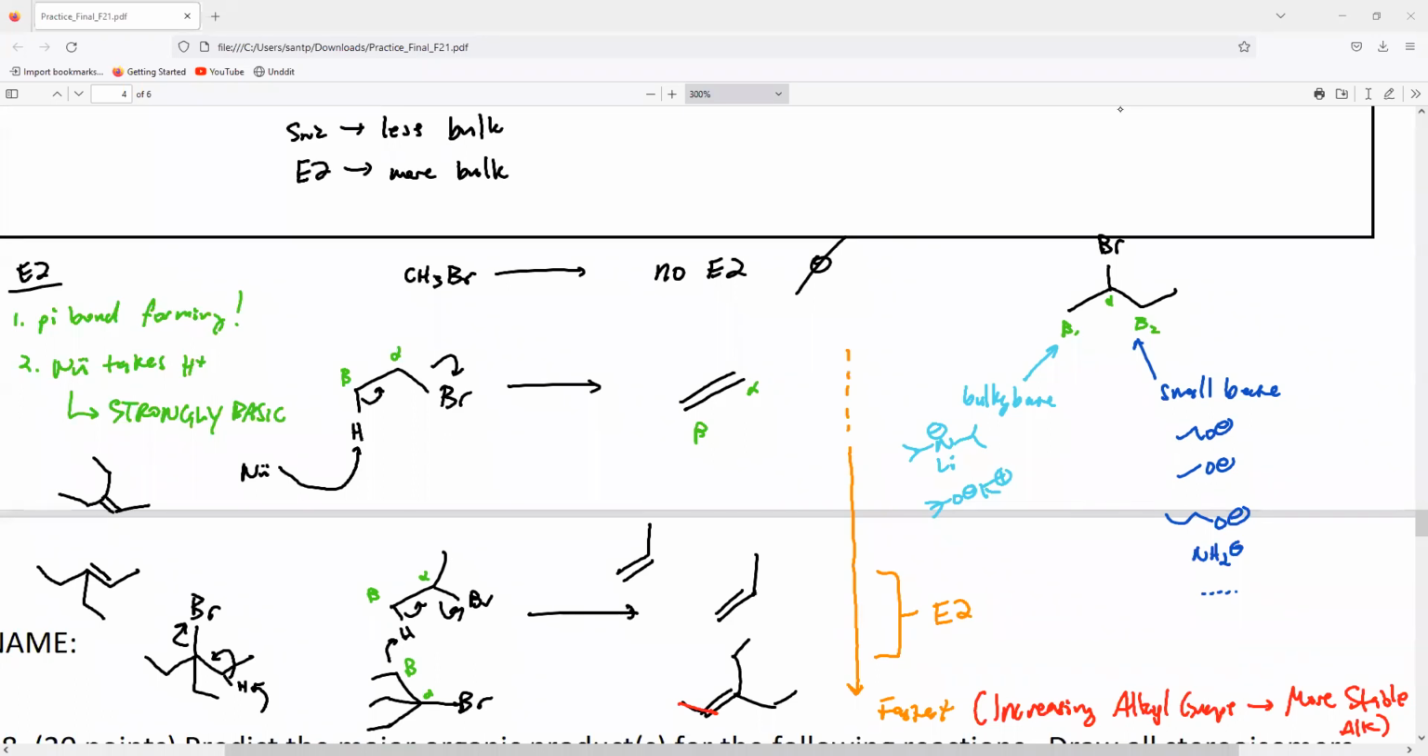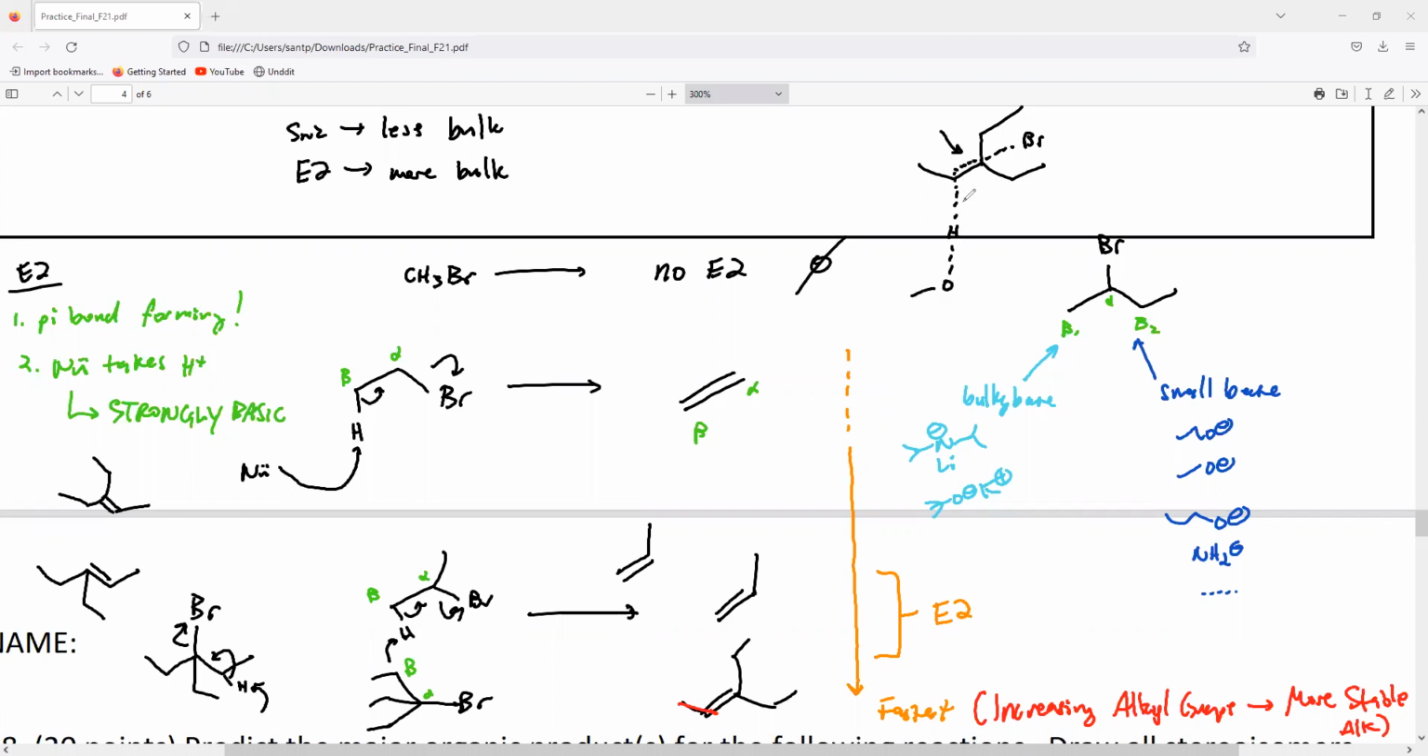Could you explain again why more bulk makes it faster? I didn't understand that well. Yeah, the reason is that alkenes that are more substituted are more stable. So when we're going through the transition state for this E2, the partial pi bond that forms is more stable the more substituted groups you have. So that transition state hump is lower, so it's easier to access this pi bond.